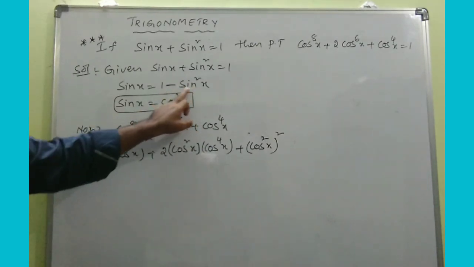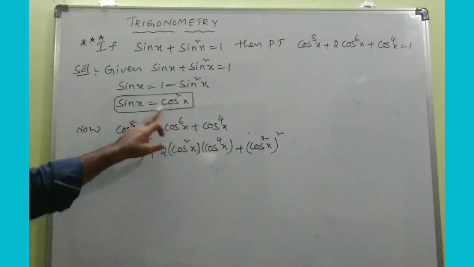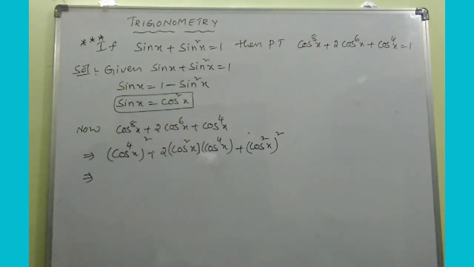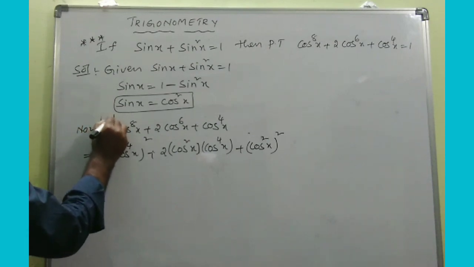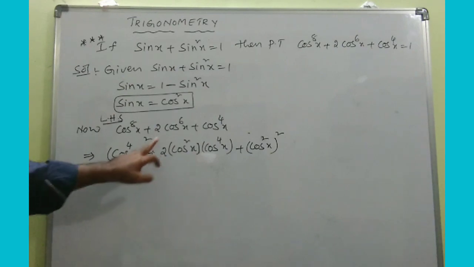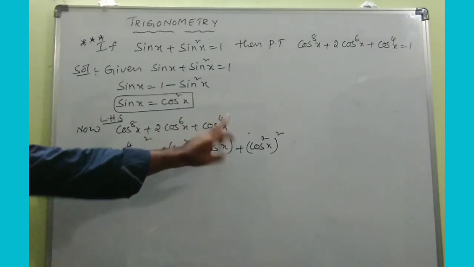And 1 minus sin square x is nothing but cos square x. And now what we got? sin x is equal to cos square x. Okay, keep it aside. Now let us consider LHS. What is LHS? cos power 8x plus 2 into cos power 6x plus cos power 4x.